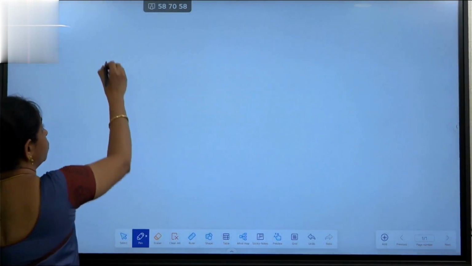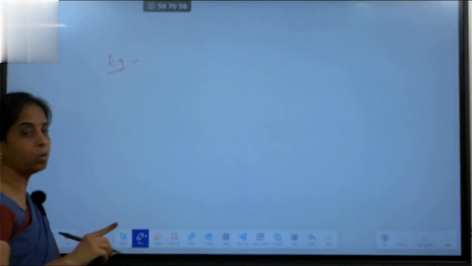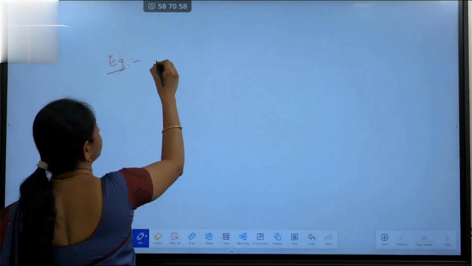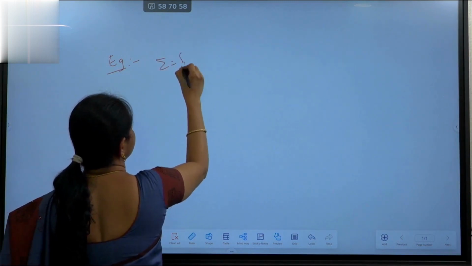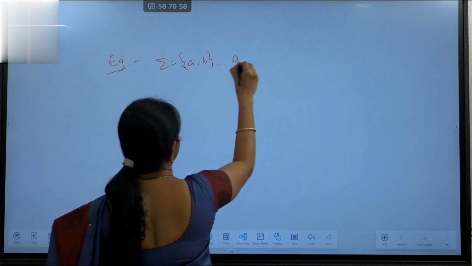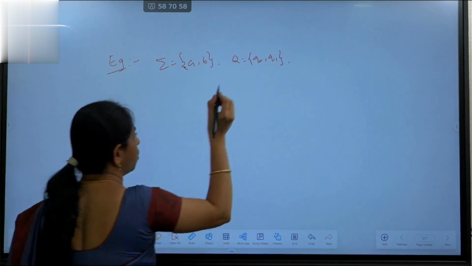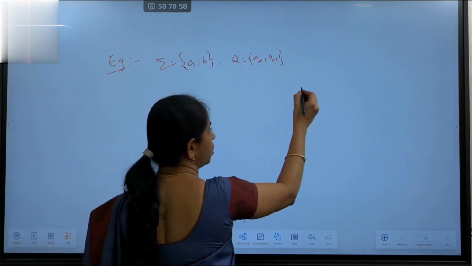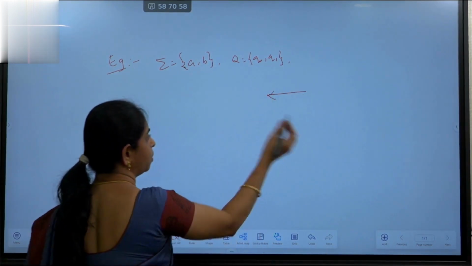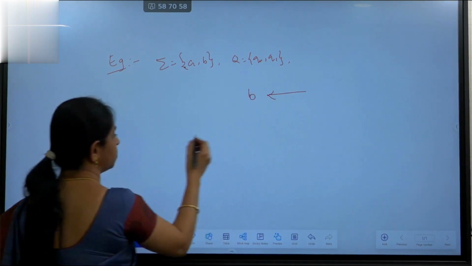Next, we will discuss some examples of how to construct an NFA. Suppose we have to construct an NFA with input alphabets a comma b and states Q0 comma Q1. We have to design the NFA such that the second symbol from the right is b.